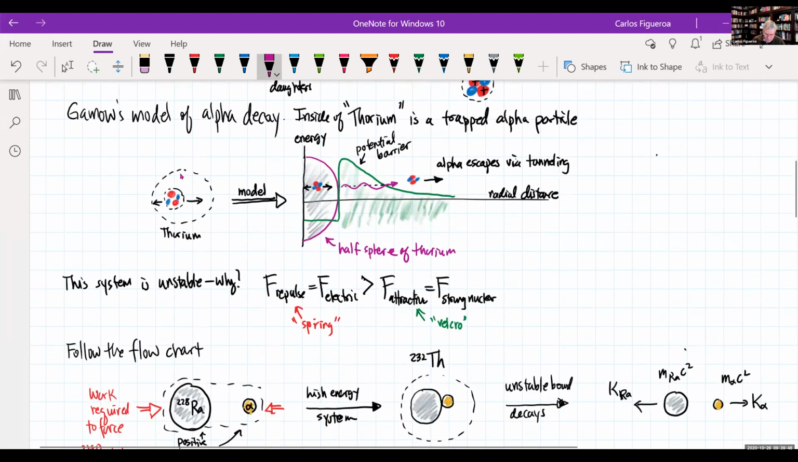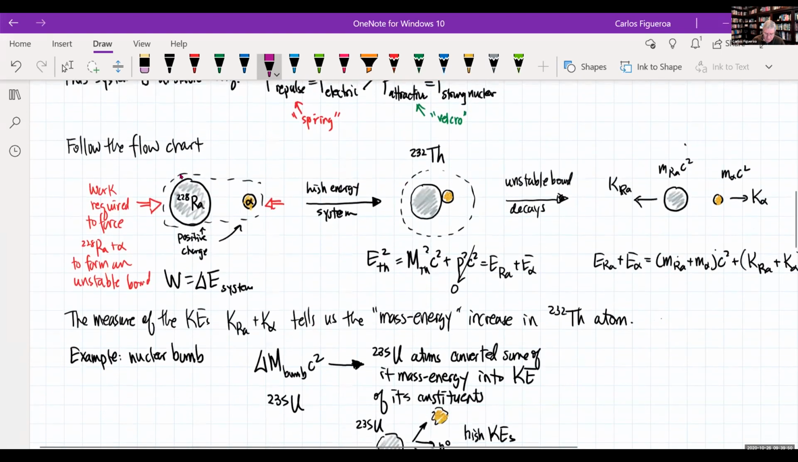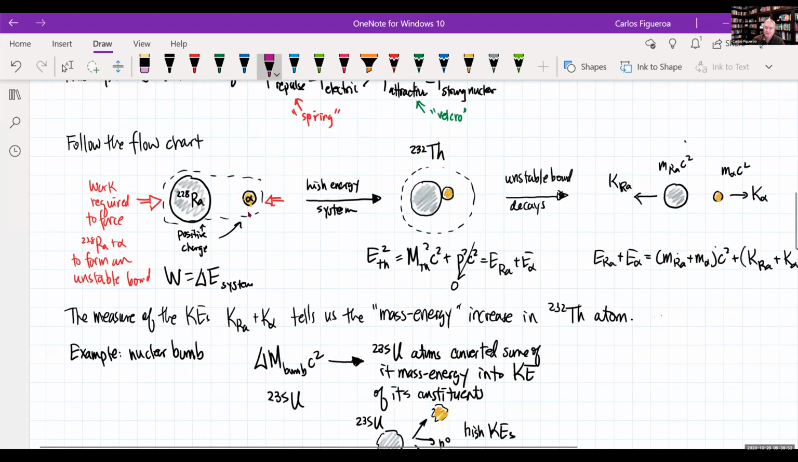Okay, so then we talked about, if I look at this flow chart, I do the exact same thing. I go into the nucleus and it says I've got a radium and I've got an alpha particle. What do I know about them? They're both positively charged. So what do I have to do? It's unstable because I have to do work to bring these together. As I work them to bring them together, the system goes to a high energy state. So my work increased the overall energy of the system, which is internal energy.